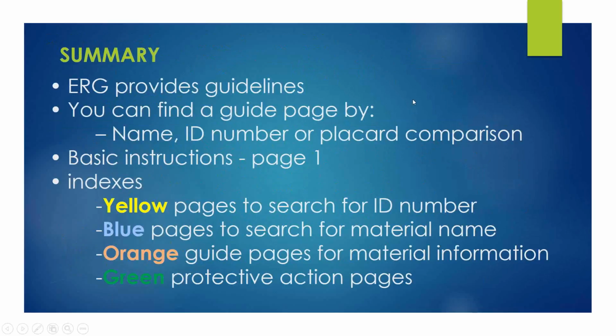So in summary, the emergency response book gives us guidelines. We can find our guide page either by looking up the name, the ID number, or the placard information. Basic instructions are on page 1. The yellow pages, we search for ID numbers. The blue pages, we search for material name. The orange are our guidebook pages that give us the information about the material, and the green is the protective action pages, including our safe distances.